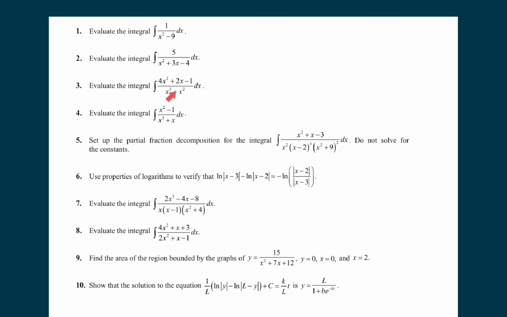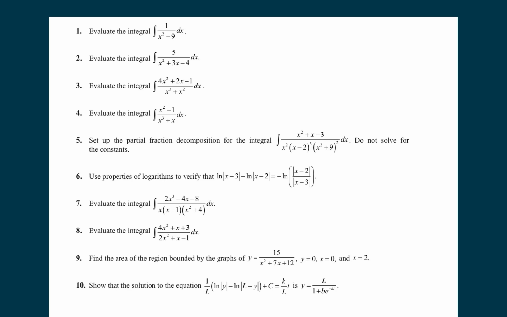If the degree of the polynomial in the numerator is bigger than in the denominator, we do long division, and we solve the problem using long division. We convert the problem into two integrals that are easier to solve. So let's solve all these problems using partial fractions.